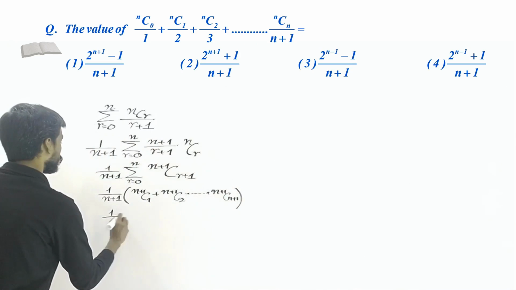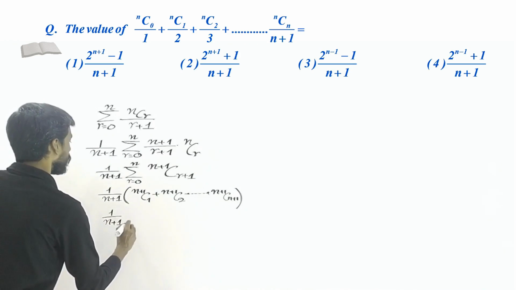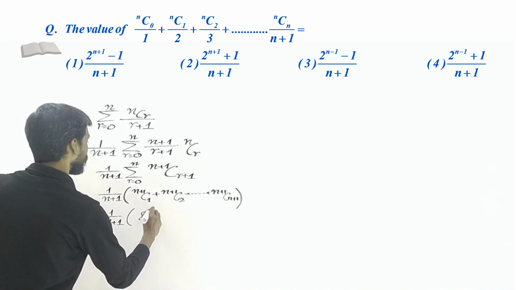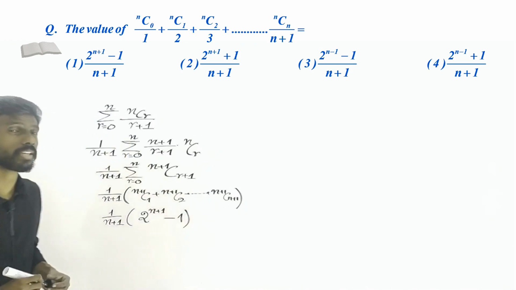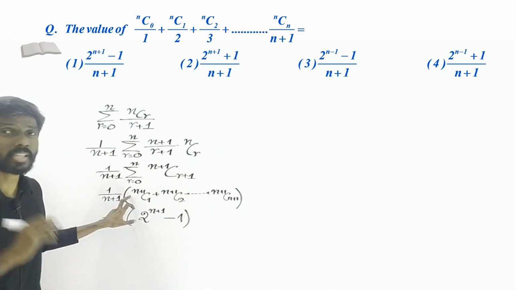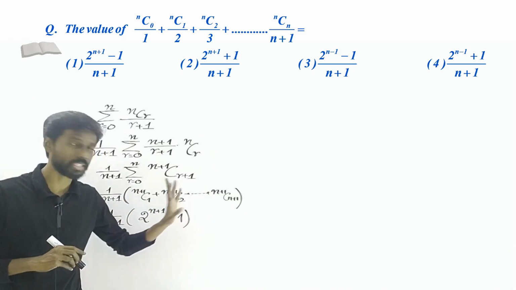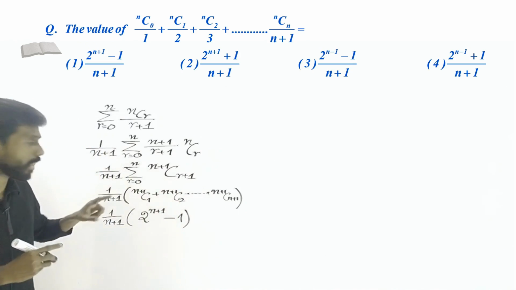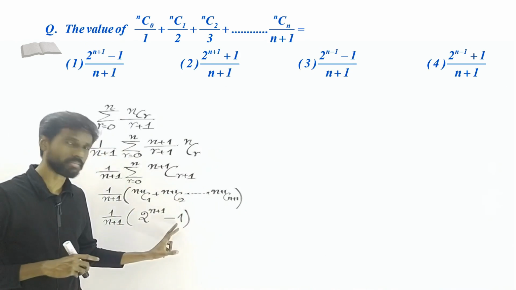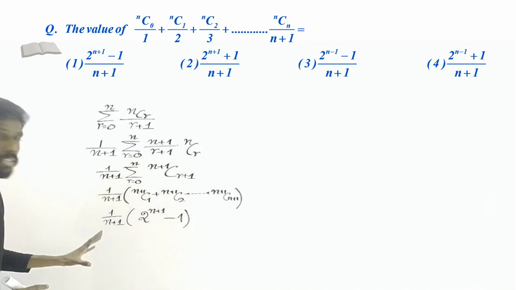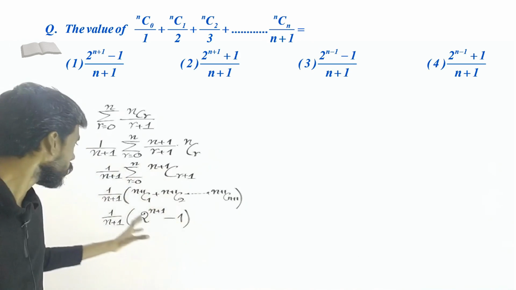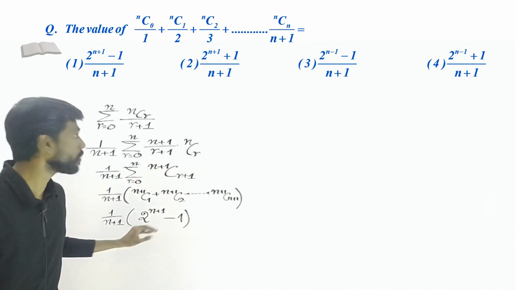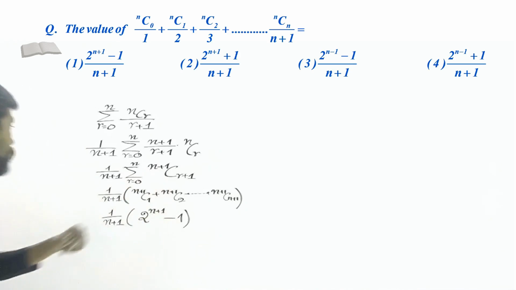So you know the value of this, 1 divided by n plus 1, so that is 2 to the power n plus 1. But minus 1 because the first term is missing here. What is the first term? n plus 1 C0. It starts from 1, 2, 3, so the first term n plus 1 C0 is missing, that is 1, right? That is added and subtracted. So this is the answer, 2 to the power n plus 1 minus 1 divided by n plus 1. That is the value of the given expression using one of the methods.